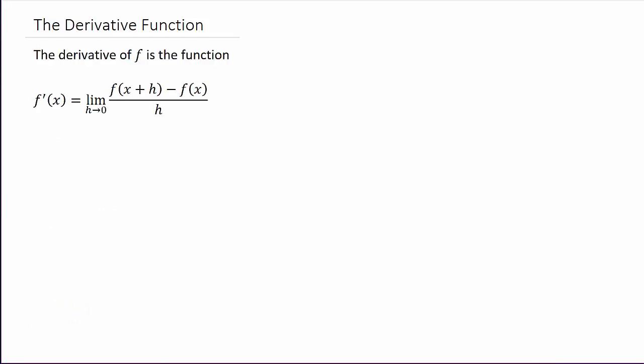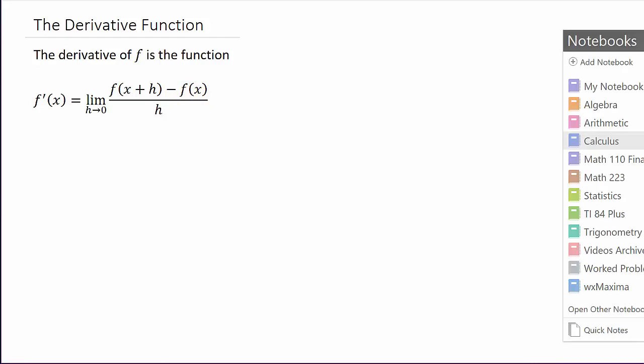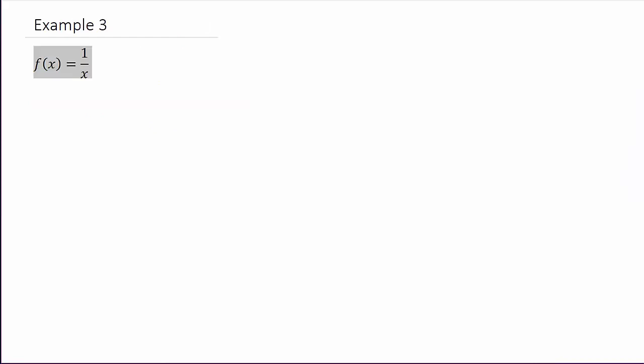Here's the definition. So the derivative of a function is f prime of x is equal to the limit as h goes to 0, f of x plus h minus f of x over h. Alright, so let's look at example 3.